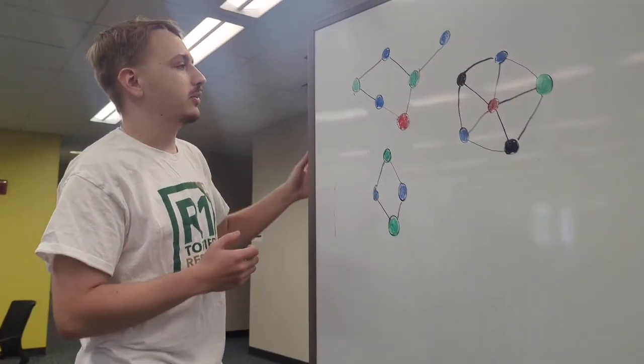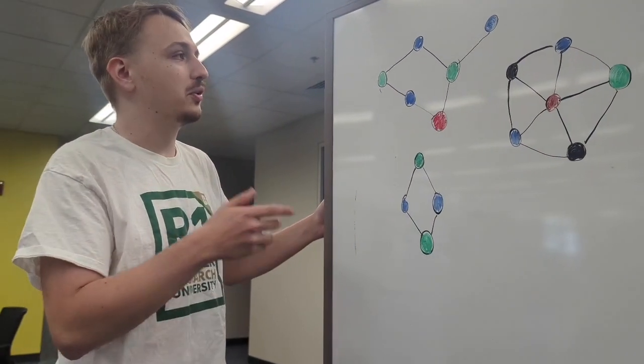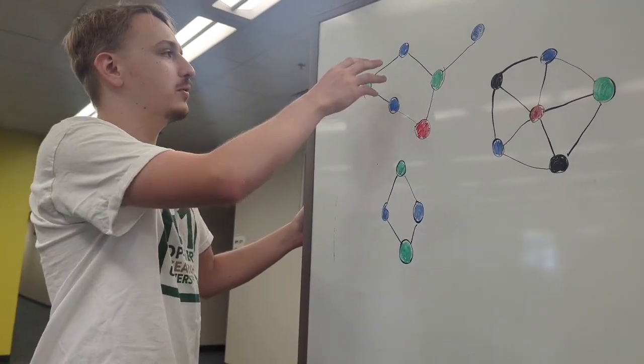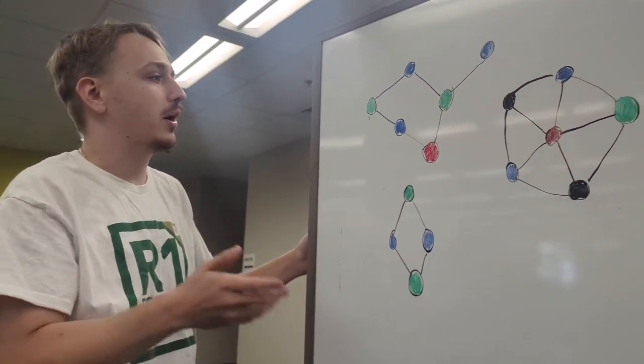So in chromatic coloring, the main goal is to find the least amount of colors you can use on a graph. And how you do that is every point that is touching one another cannot be the same color.